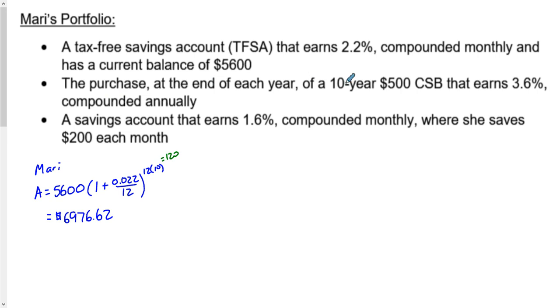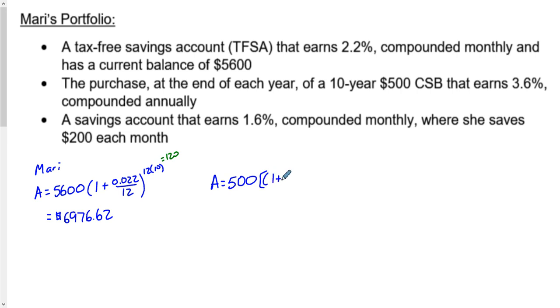She purchases at the end of each year a 10-year $500 Canada Savings Bond. Now this one's a little bit trickier, but really what she's doing is she's putting $500 away every single year. Now, the fact that each year she's purchasing a 10-year bond, sometimes bonds can be redeemed before their actual maturity. In this case, we'll have to assume that she actually is able to redeem them all at the end of the 10-year total.